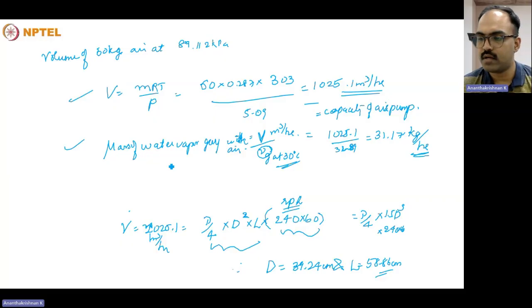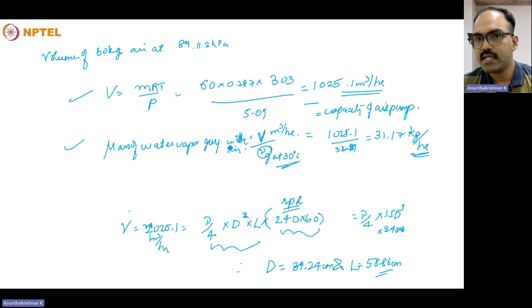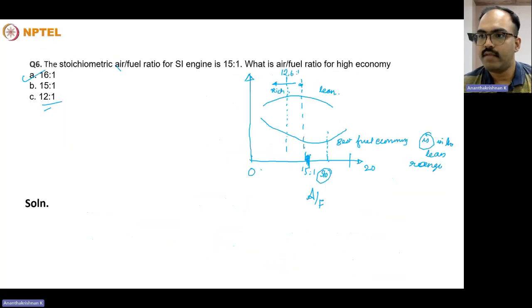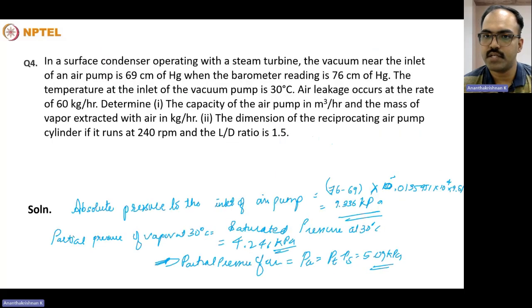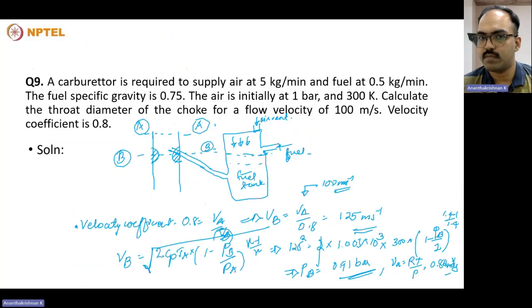And then we have seen a few problems on the surface condensers, and this problem was similar to the problem that we had taken in the later part of the session, but here it involved a vacuum pump, and we had to determine the pressure of the air based on the difference in pressure. Once that is done, we have to determine the diameter and the length of the reciprocating air pump based on the capacity. And then we moved into carburetors and spark ignition engines, and we have seen a few numerical and multiple choice questions based on them.